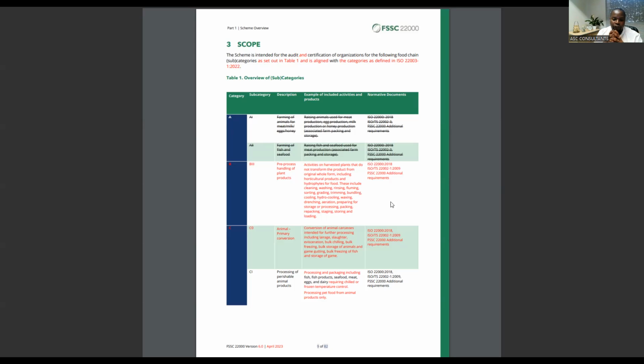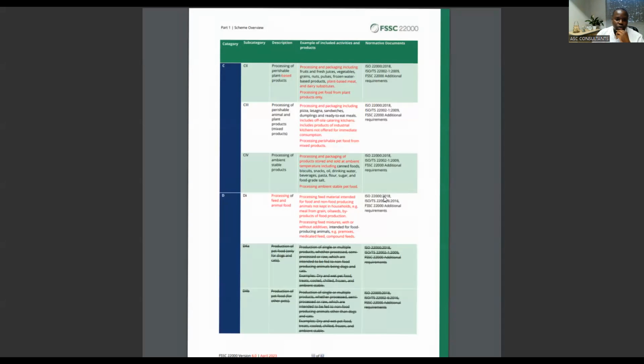So animal primary conversion is where we are looking at the conversion of animal carcass intended for further processing, including lairage, slaughter, evisceration, bulk chilling, etc. Then C1, no major changes there, except that a wording has been corrected, where they've added that it is processing and packaging, including fishery products that require chilling or frozen temperature control, and also the processing of pet food from animal products only. So if you process pet food from animal products only, then C1 will be the subcategory that you belong to.